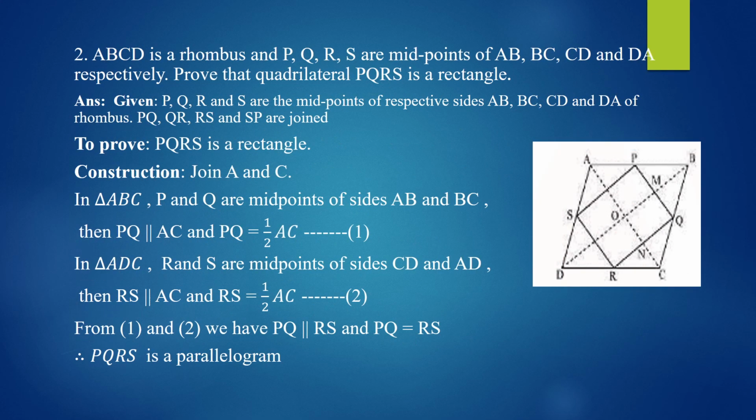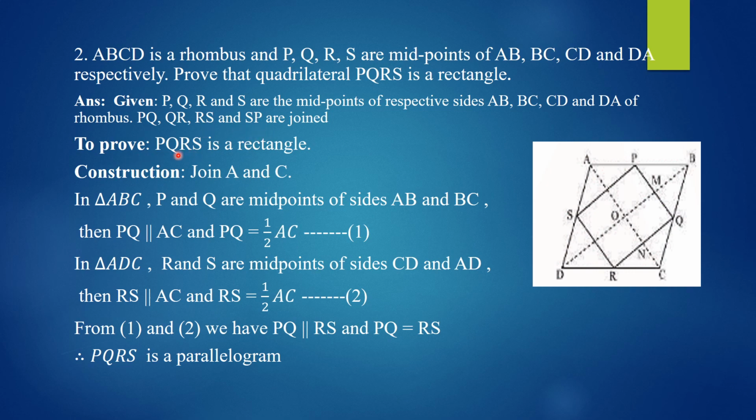Question number 2. ABCD is a rhombus and P, Q, R and S are midpoints of AB, BC, CD and DA respectively. Prove that quadrilateral PQRS is a rectangle. We are given P, Q, R and S are the midpoints of sides AB, BC, CD and DA. Let us join all these points PQ, QR, RS and SP.